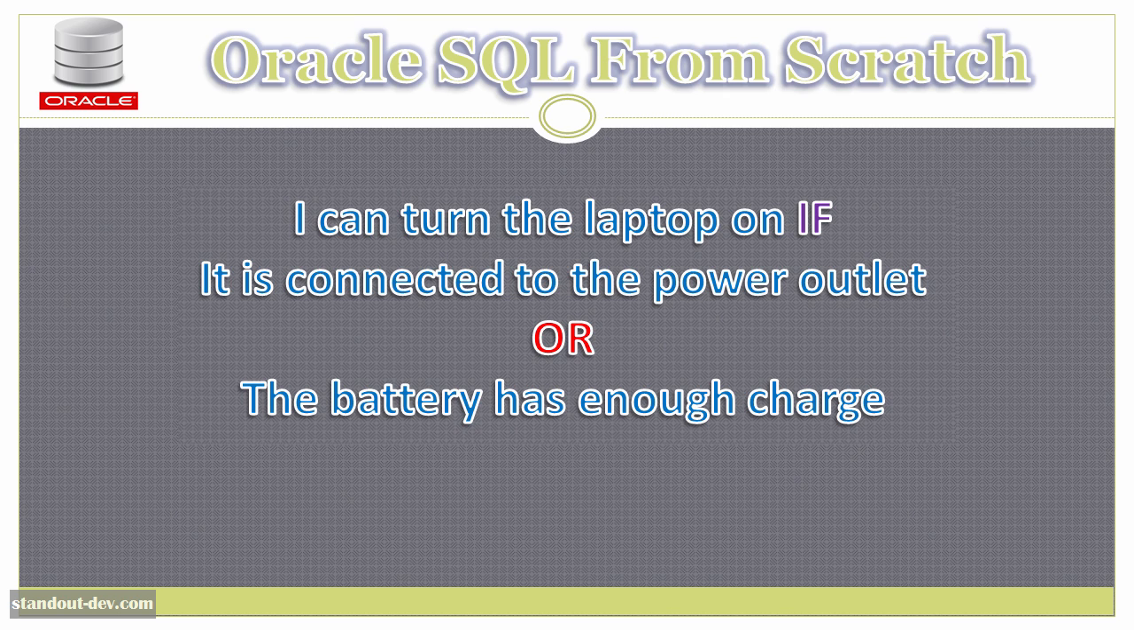So, if it is connected to the power outlet, but the battery is not charged, can you turn it on? Yes. And if it is not connected to the power outlet, but the battery is charged, can you turn it on? Yes, you can. And if it is connected and also the battery is charged, can you turn it on? Yes, of course. So, when is it not possible to turn it on? Only when both conditions are false, that is, when it is not connected to the power outlet and the battery is not charged.